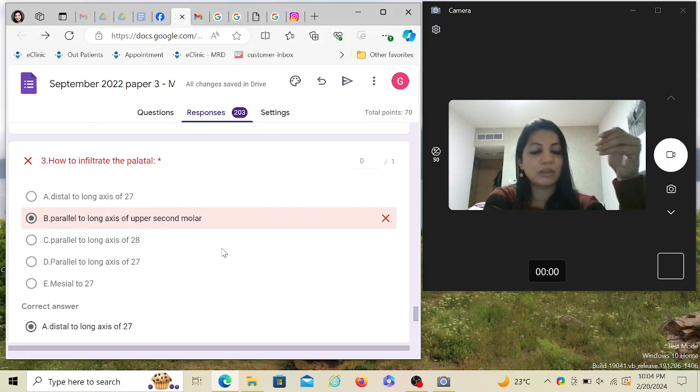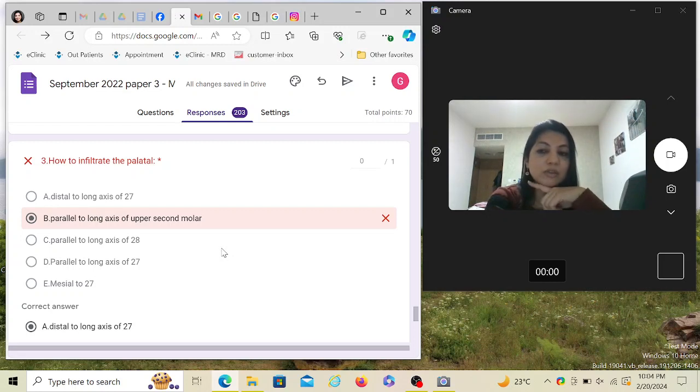Now, in ADC, sometimes what they do is they give a scenario, but the sub questions are not matching with the scenario. The sub questions are just basic dental questions. Now, I had considered this sub question as a basic dental question, and that's why I had given the answer parallel to the long axis of the upper second molar, because the first option, distal to the long axis of 2-7, was framed as parallel to the long axis of 2-8, something like that, similar to the option C, which was creating a lot of confusion. So I changed this option to distal to the long axis of 2-7, which is a more appropriate option.